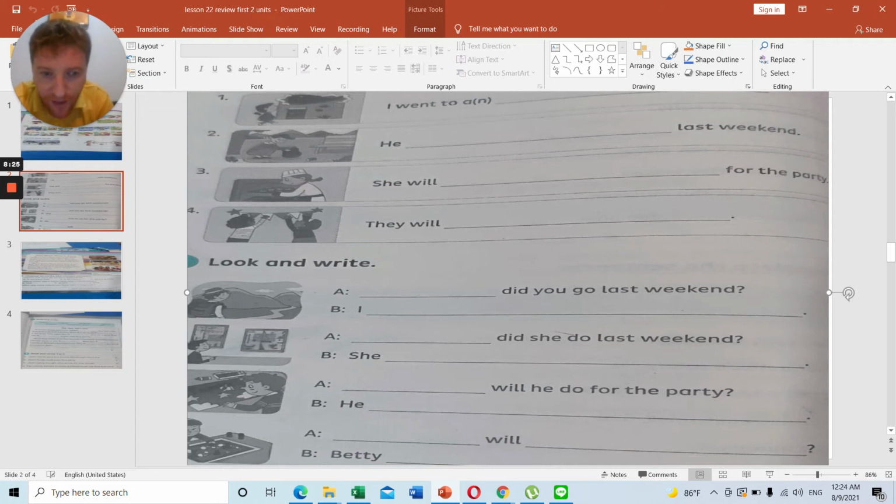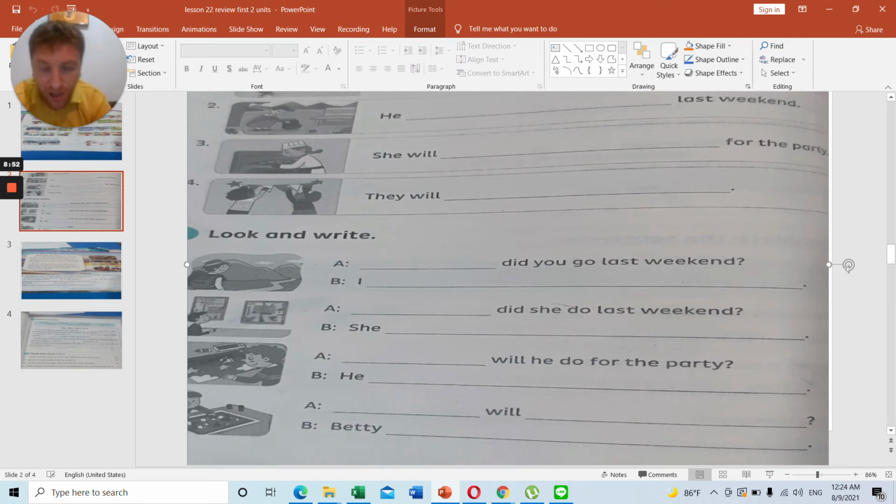She saw famous paintings. Number 3, what will he do for the party? He will draw posters. And number 4, who will set up the games? And the answer would be Betty will set up the games.